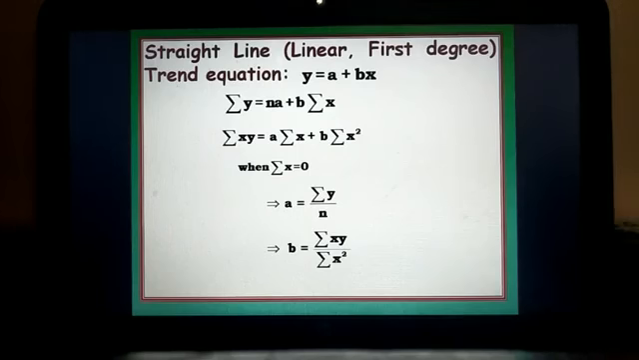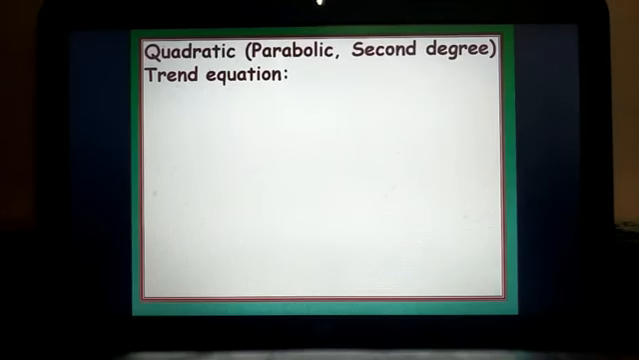Next, we shall consider the quadratic, parabolic or second degree trend equation. All the names you need to remember. Sometimes it may be called quadratic, sometimes parabolic, sometimes second degree in your question paper. So you should remember every such name, second name, third name of a particular concept, so that the questions can be tackled very easily in the examination in future.